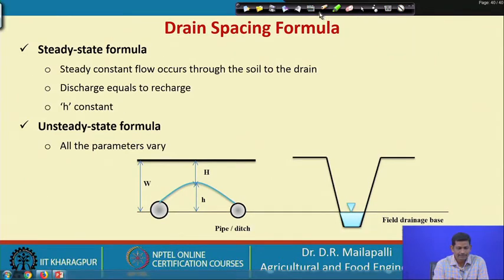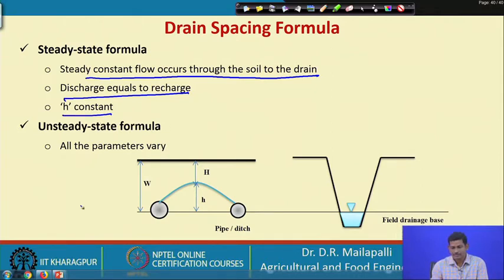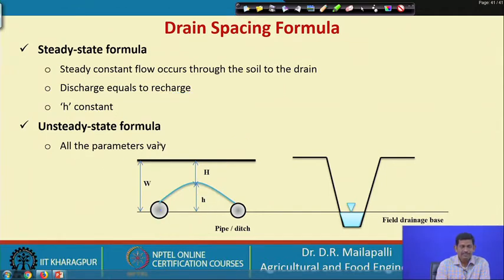Here, for the steady state formula, steady constant flow occurs through the soil to the drain, and discharge equals recharge, okay, and H is constant. As I said, after equilibrium, whatever the Q taking place will be equal to the drain discharge, so H is constant here, and this is the steady state. And then for the unsteady state formula, all the other parameters vary. So the Q may not be the same as this Q, and H is not constant, so that will vary. Okay.